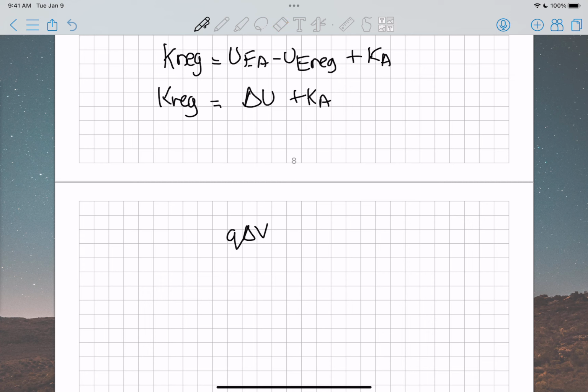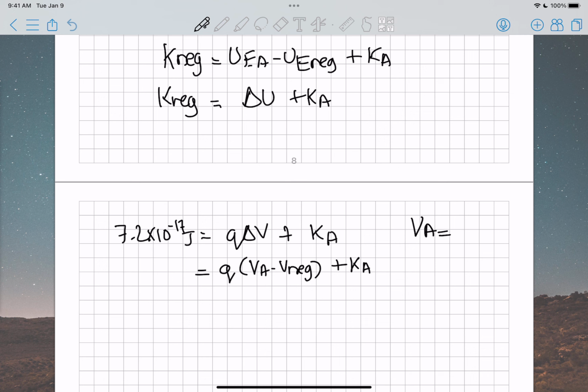So let me write this up as 7.2 times 10 to the negative 17 on one end. And this is the Ka that we're trying to figure out. This is Q times Va minus V negative plus Ka. But what is Va, right? How can we figure that out?